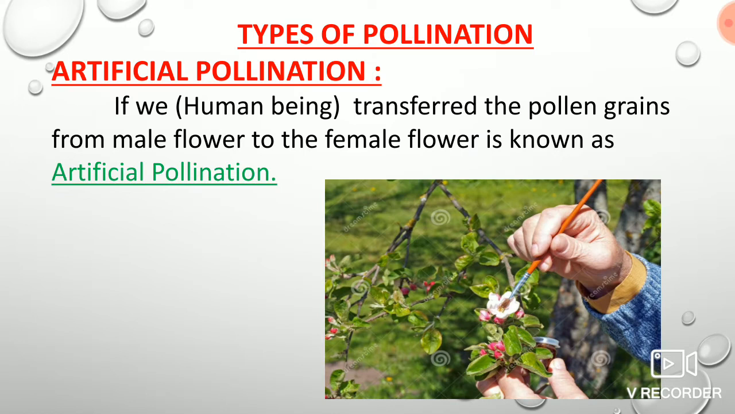Types of pollination. Pollination can be classified into 4 types. First one, artificial pollination. If we purposely transfer the pollen grains from the male flower to the female flower, it is known as artificial pollination.